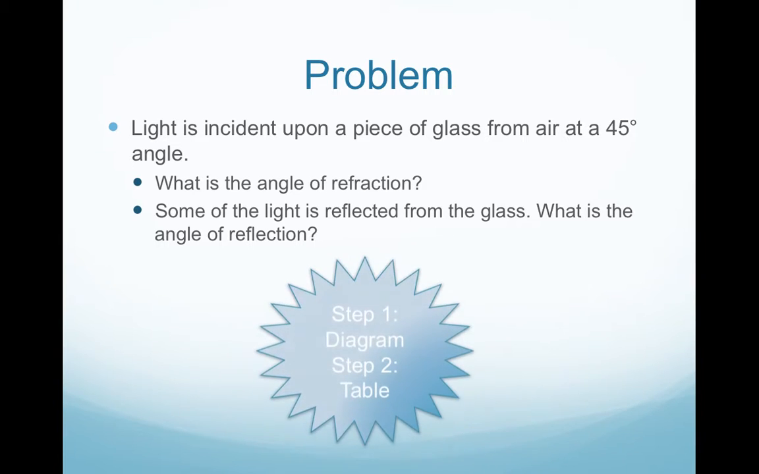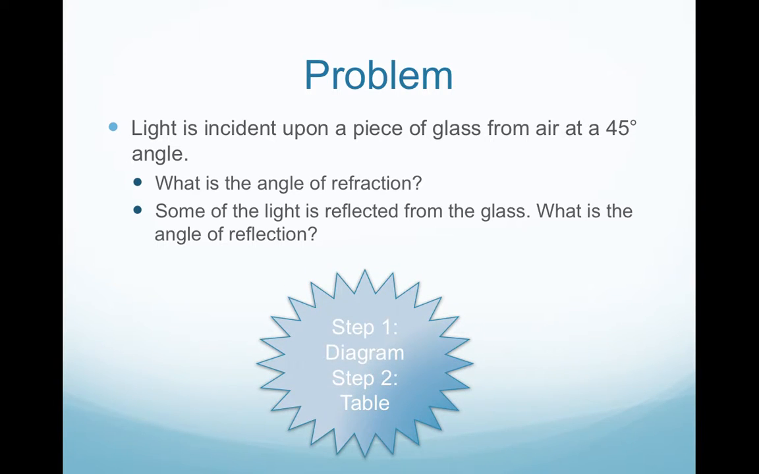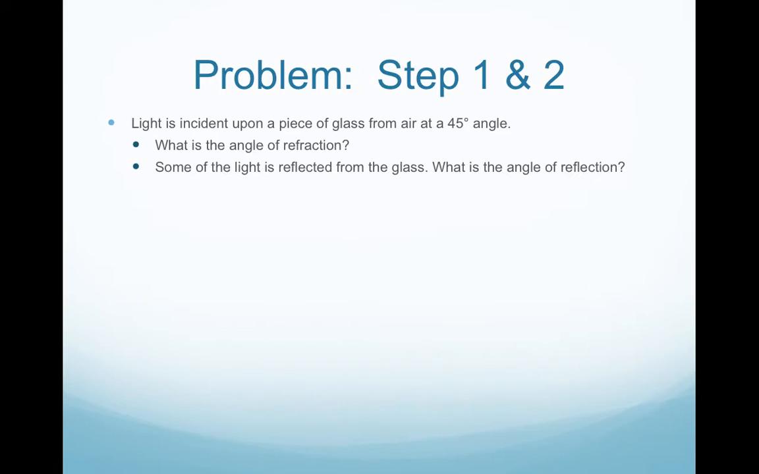The first step we have to do is draw a diagram of the situation and make a table of the things we know and the things we want to know. So when we make our diagram, we want to make sure we're drawing the angle of incidence. We're looking for the angle of refraction. This is glass and this is air. Remember that the angle of incidence is the angle to the normal, not the angle to the surface. So this is our diagram, and we're marking this with a question mark.